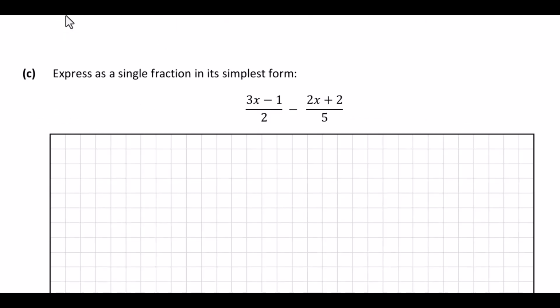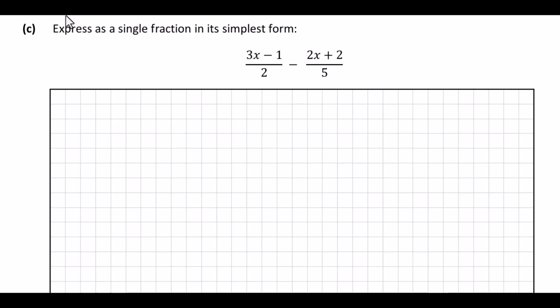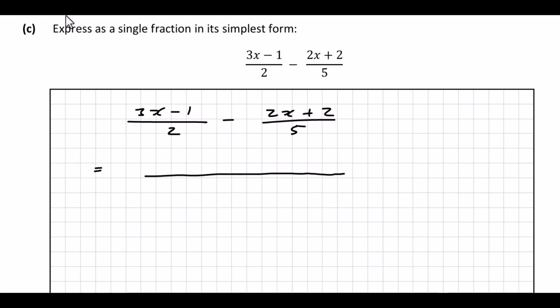Let's have a look at C. Expressed as a single fraction. So we have 3x minus 1 over 2 minus 2x plus 2 over 5. So what you would do here is just draw a line and work out what a common denominator is, what a lowest common multiple of 5 and 2 is. So in other words, what number can we divide 2 and 5 into?